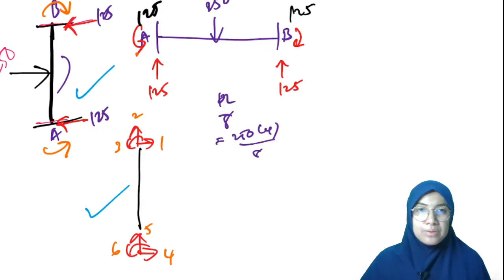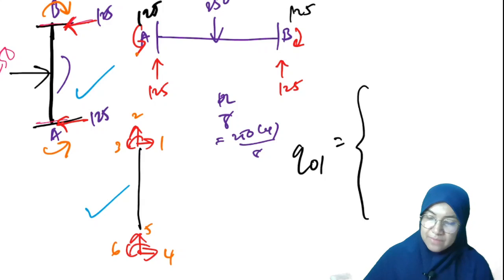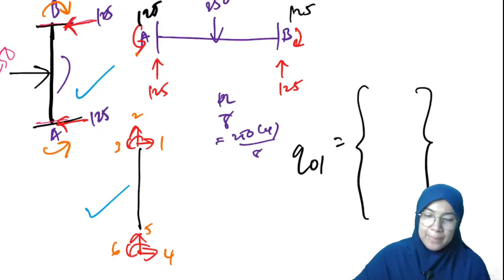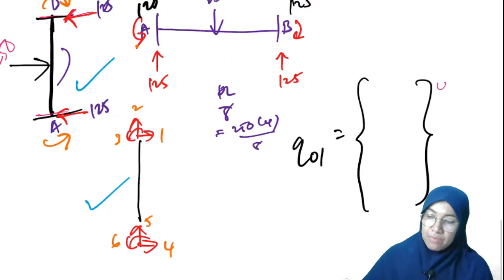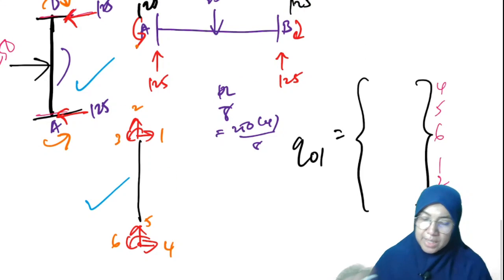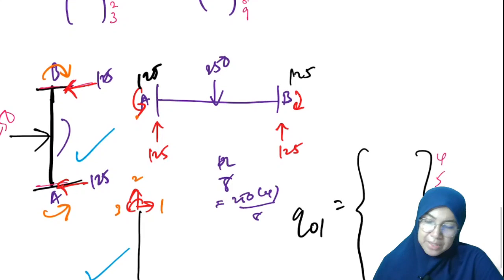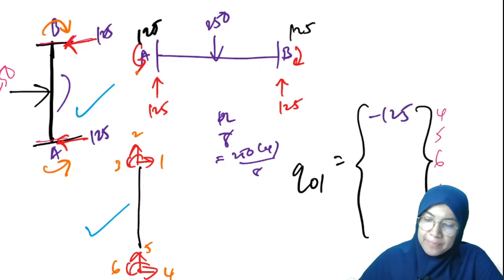The values for Q not 1. There are 6 values. So Q not 1 has the labels 4, 5, 6, 1, 2, 3. Now we can put in the values. We compare these two diagrams together. At position number 1, it is negative 125.